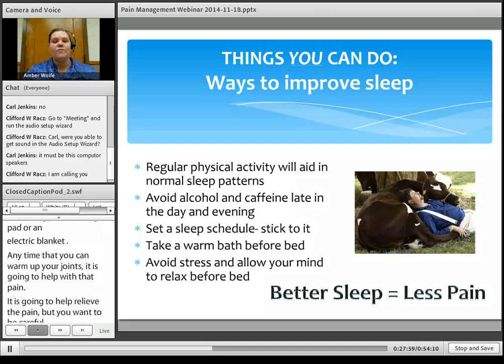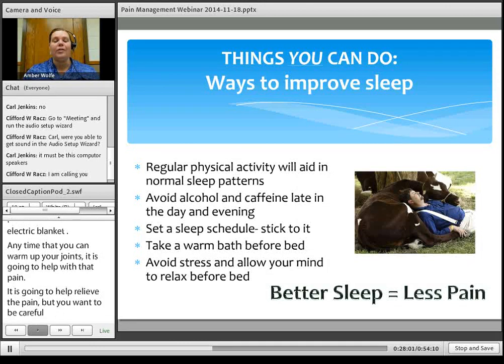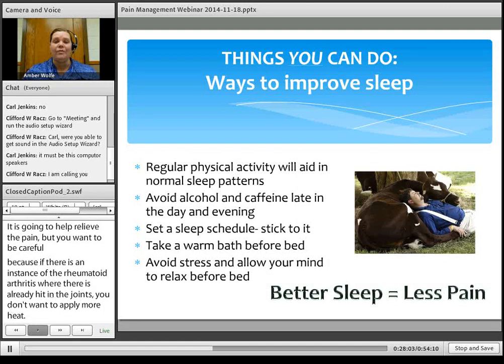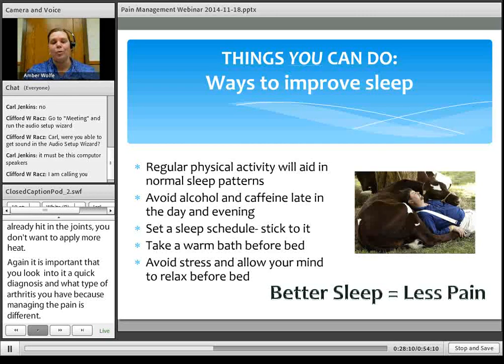So again, that's why it's very important that you do look into an accurate diagnosis of what type of arthritis you have, because managing that pain is different. Trying to avoid stress and allowing your mind to relax at the end of the day is also very important for a good night's sleep.